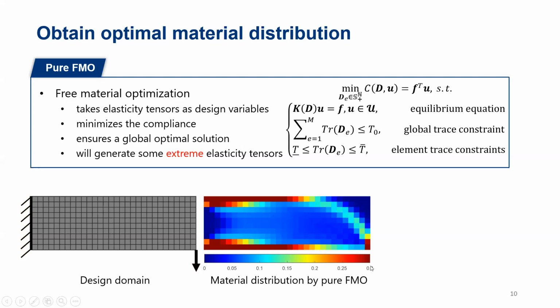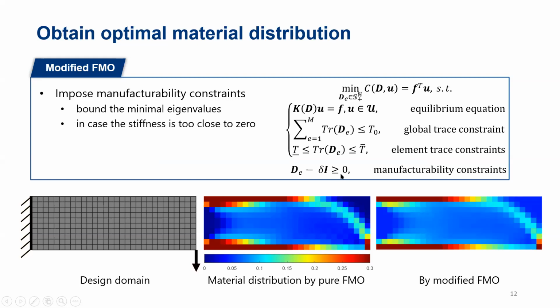The middle figure is the material distribution of a cantilever problem. However, this original problem will generate some extreme elastic tensors, which is the darkest area in the color map, which usually make the subsequent microstructure design difficult or even impossible. Therefore, we impose additional manufacturability constraints to bound the minimal eigenvalues of elastic tensors away from zero, in case any directional stiffness is too close to zero. The right figure shows the field distribution using a modified FMO.